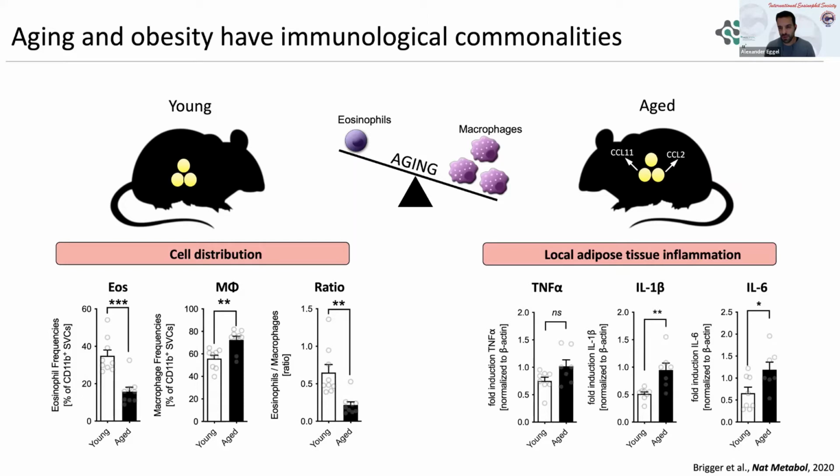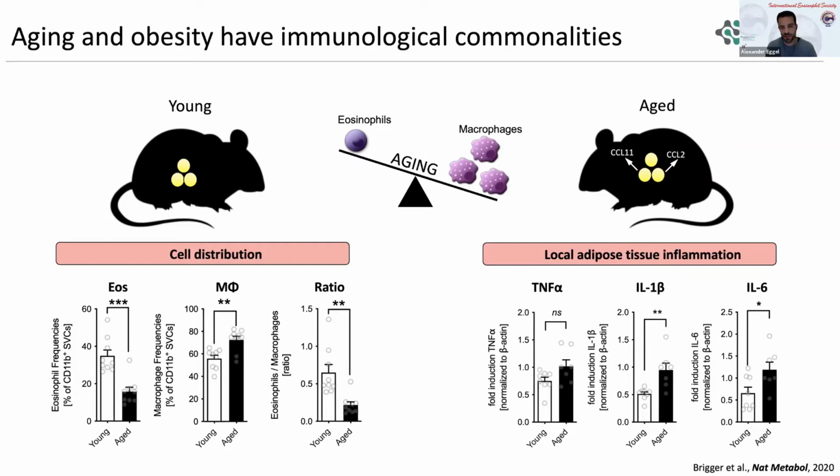If we look at pro-inflammatory markers in the adipose tissue of young versus aged mice, factors such as IL-1 beta and IL-6 are significantly upregulated. Now, once we saw these results, which are quite consistent with what people have seen in obesity models before, we were wondering whether we could somehow revert this imbalance between eosinophils and macrophages.